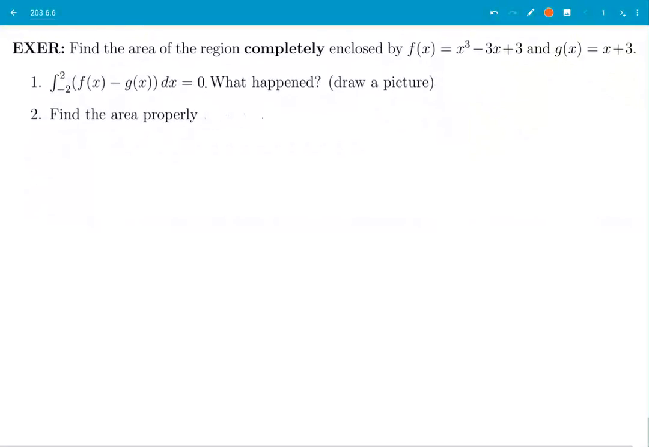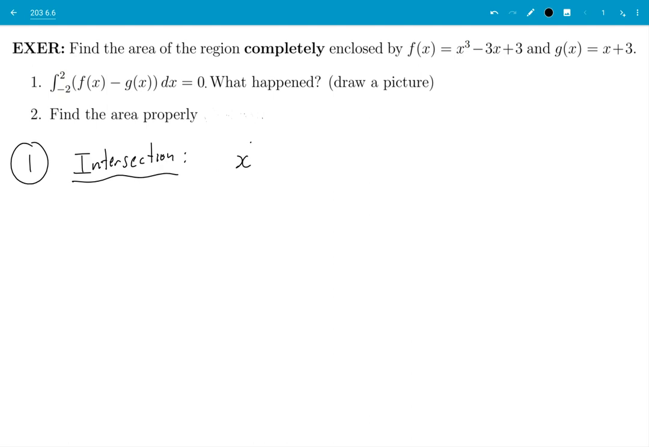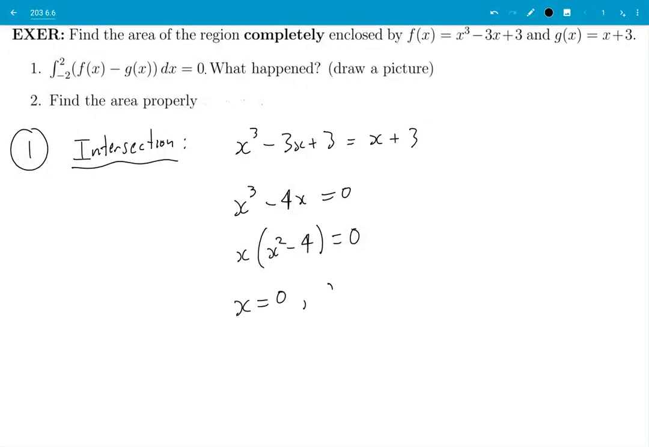Okay, for part one, I want to just draw a picture to see what's happening here. If I draw this picture, I should try to find the intersection first. Set them equal: x plus 3 and x cubed minus 4x equals 0. Factor out the x, you get x squared minus 4 equals 0. So you get x is 0, x is 2, but also x is minus 2.